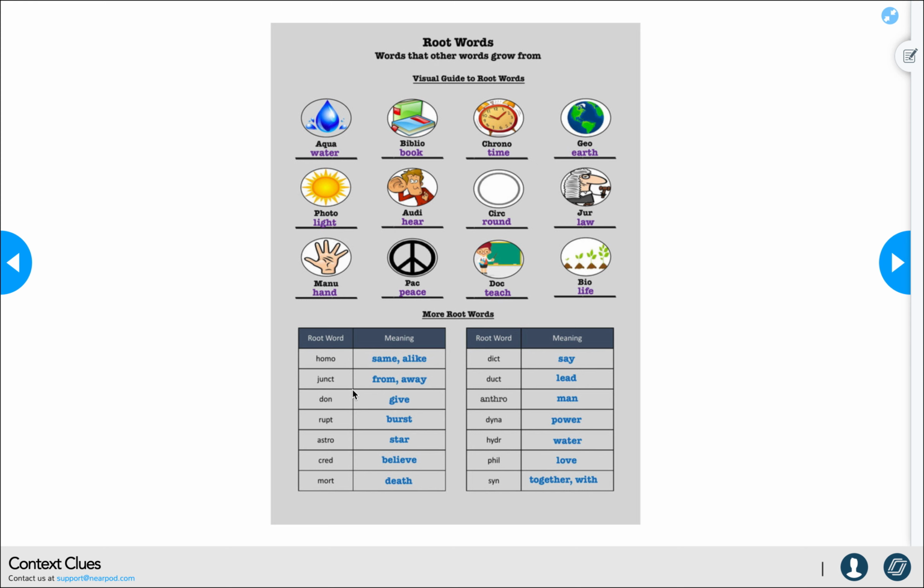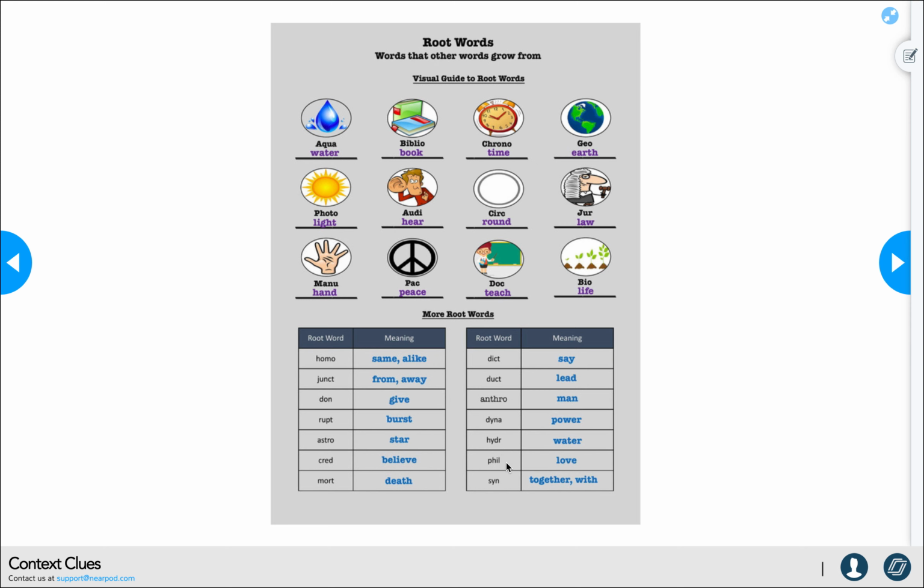Here are some more root words. So homo means same and alike. So later we'll be learning some terms called homophones. Homo means same. Phone means to hear. So they sound alike. Junk is from or away. Don, to give. Rupt, to burst. Astro, star. Cred, believe. Mort, death. Dict, say. Duct, lead. Anthro, man. Dyna, power. Hydro, water. Phil, love.